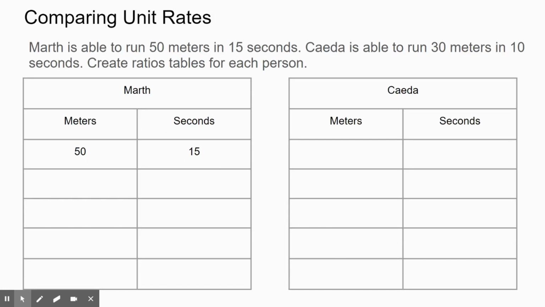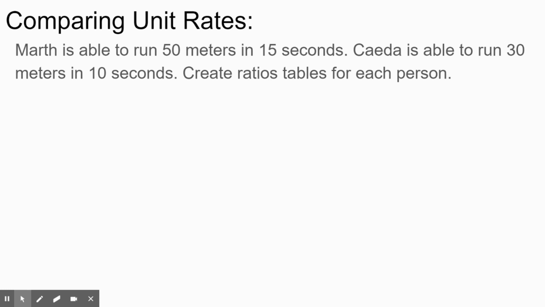So in our example for today, you have Marth who is able to run 50 meters in 15 seconds. Sita is able to run 30 meters in 10 seconds. You're going to create a ratio table for each person. Didn't we already do this one? If only there was an easier way to do it as well. Well, guess what? There is, actually. Instead of making tables, we can make unit rates. And then we can compare those unit rates, and it's a lot faster.